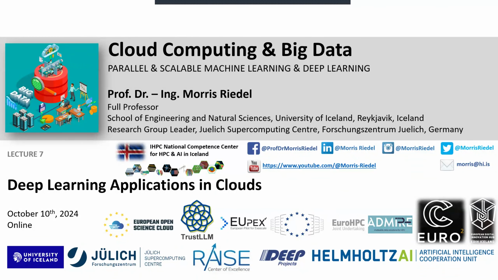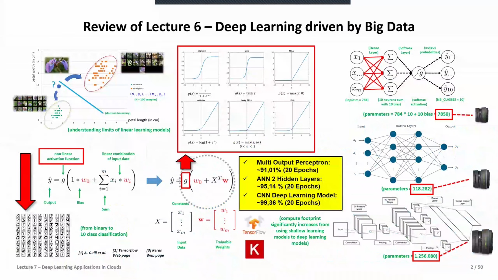And this is about deep learning applications in clouds, and nicely complements our last lecture 6 in many regards, which was basically the real move from machine learning to deep learning. So let's review a little bit what we had the last time in understanding this move away from shallow learning models, or simple learning models, where we really started from.